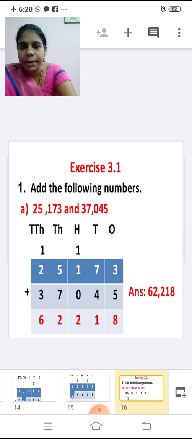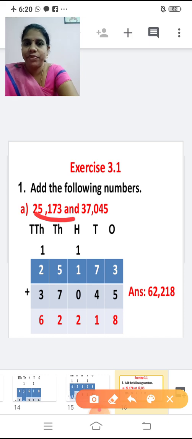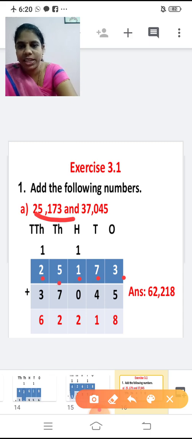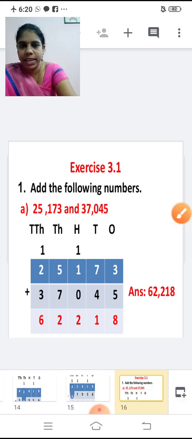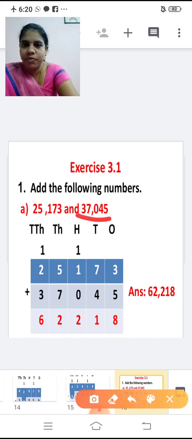First take the first number, 25,173. So write that in the exact places. 3 in the ones place, 7 in the tens place, 1 in the hundreds place, 5 in the thousands place and 2 in the 10,000 place. Now take the second number, 37,045. 5 in the ones place, 4 in the tens place, 0 in the hundreds place, 7 in the thousands place and 3 in the 10,000 place.